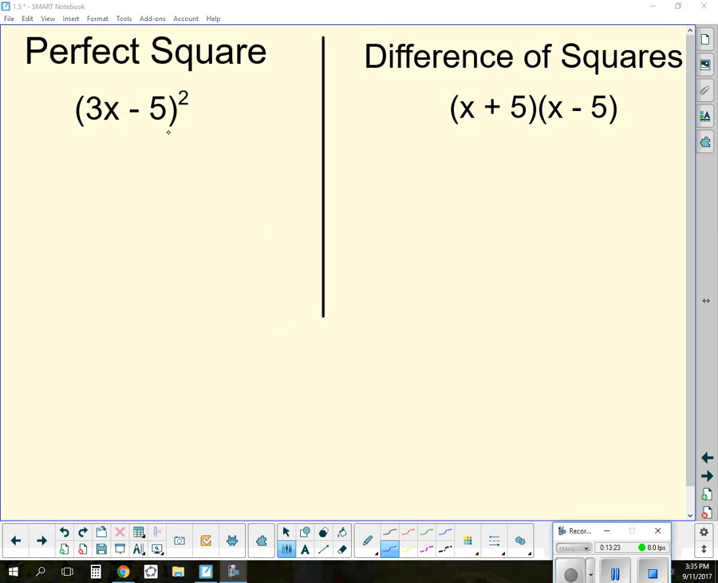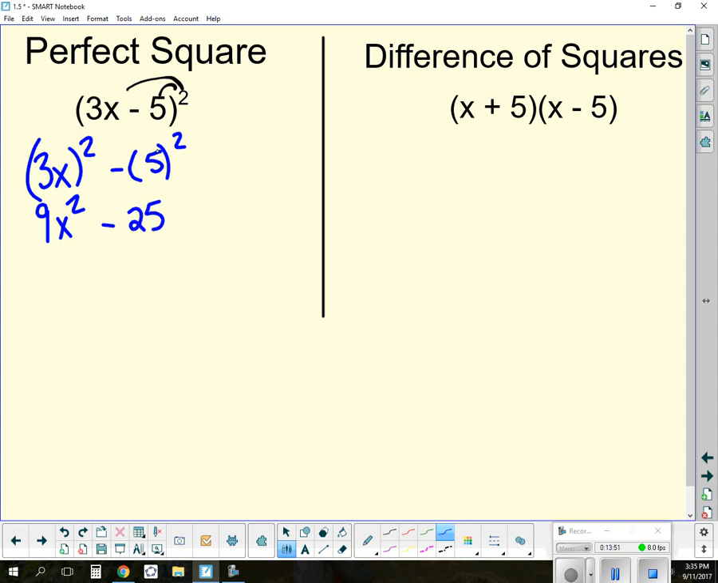Okay, 2 little special examples. We have a perfect square. Why is it a perfect square? Because we're taking a quantity and we are squaring it, making it perfect. What students tend to want to do is take this square and distribute it right here. So then you would get 3x squared. If you square that and then square the 5, you would get 9x squared minus 25. Sometimes students will say, no, you've got to put this negative sign in here, which would make it positive 25. Either way is wrong.